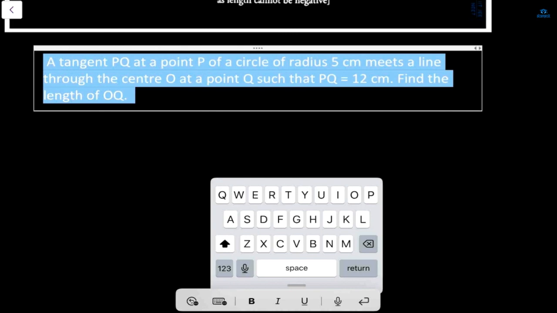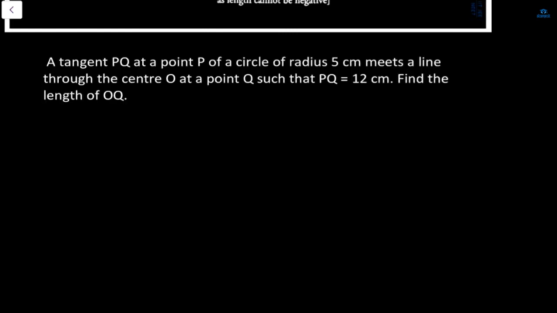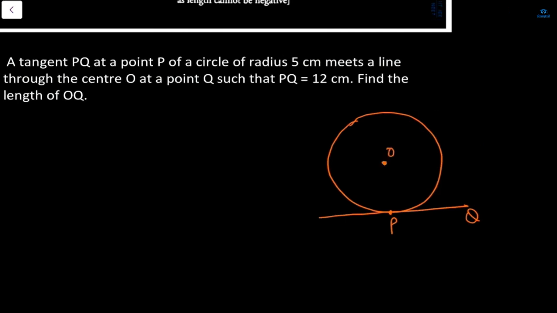First let's see this. What is it saying? A tangent PQ at a point P, meaning the tangent touches at P, of a circle of radius 5 centimeter meets a line through the center O at a point Q, such that PQ is 12 centimeter. Find the length of OQ. This is 5 centimeter.